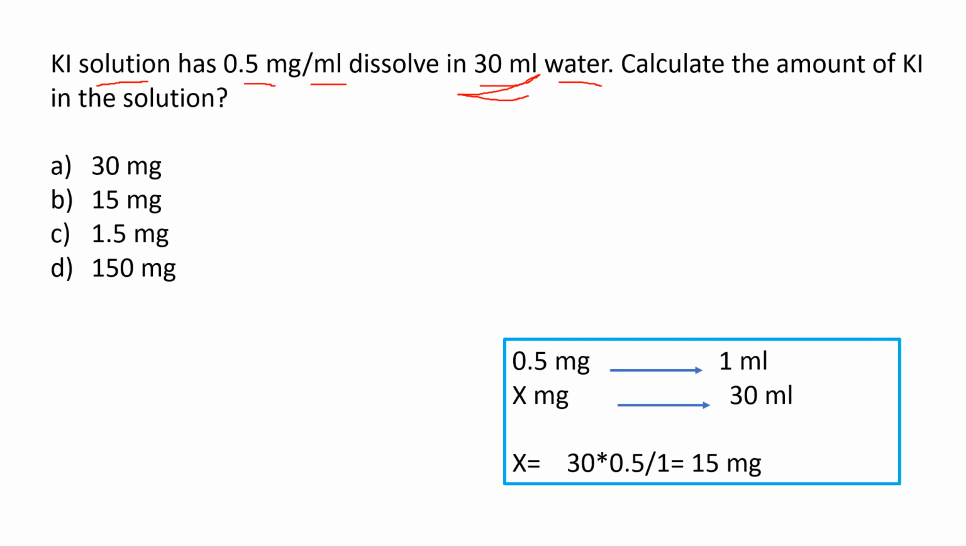So when we are dissolving this in 30 ml of water, what is the final amount of potassium iodide in the total 30 ml of solution? So again here we'll be doing the cross multiplication process. 1 ml contains 0.5 mg of potassium iodide. So in total 30 ml, how much amount of potassium iodide is present? This can be represented as X. So X is equal to 30 into 0.5 divided by 1, which is equal to 15 mg. So the answer is option B, 15 mg.